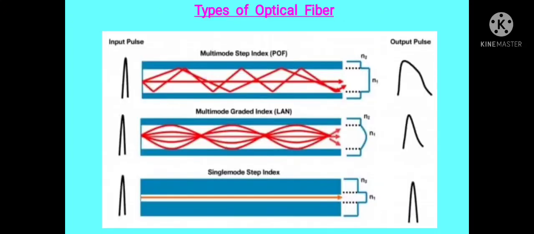This slide shows a comparative and collective visualization of all these three types of optical fibers. That means here is single mode step index fiber, next is multimode graded index fiber, and here it is multimode step index fiber. And these are signal profiles at its output ends.